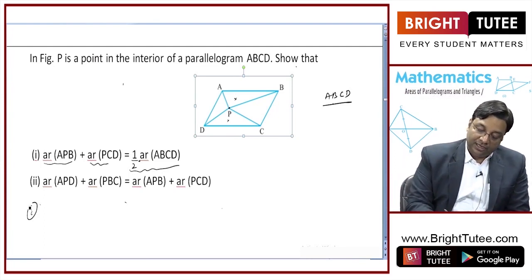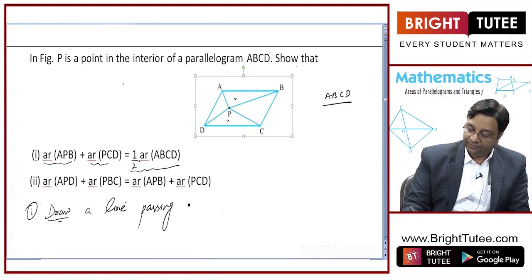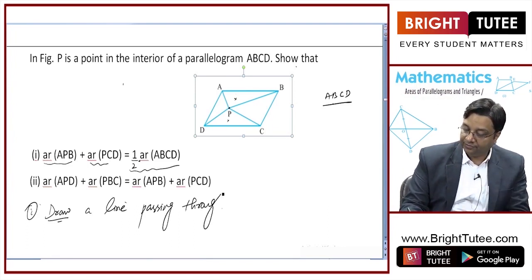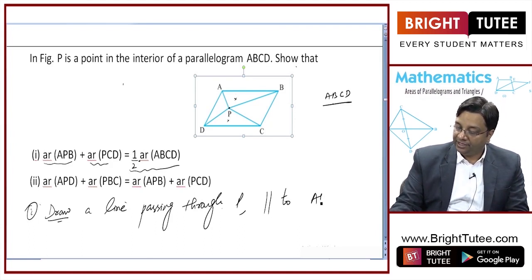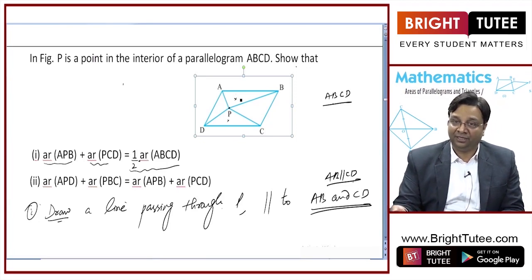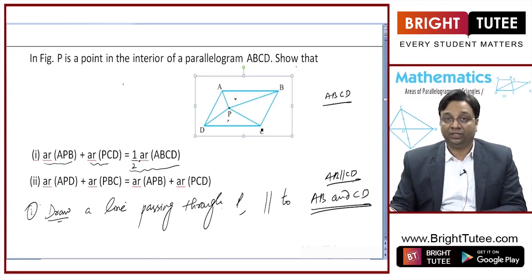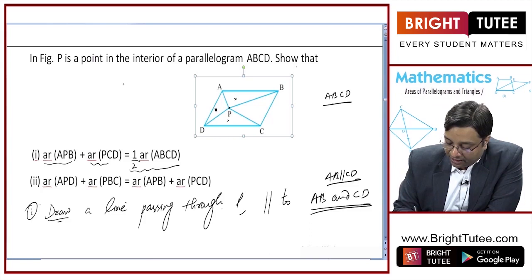So, for the first part I need to do a little construction. Draw a line passing through P parallel to AB and CD. We know AB and CD are parallel to each other. So, if I draw a line parallel to AB, then it will naturally be parallel to CD. So, I need to draw a line passing through P.